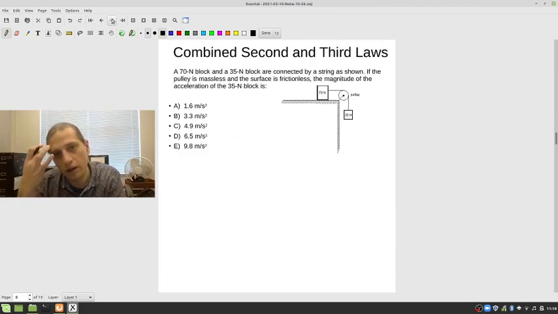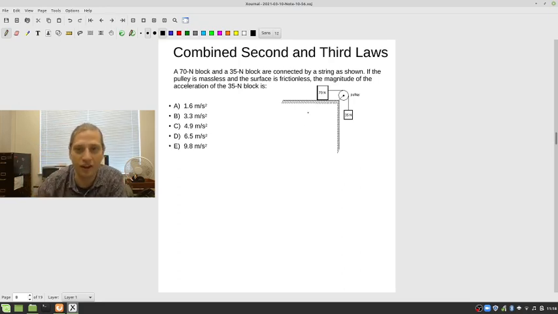Now, as I've showed you before, I'm crazy about Atwood machines. I like these types of problems. I think they capture most of what we're interested in about this unit.